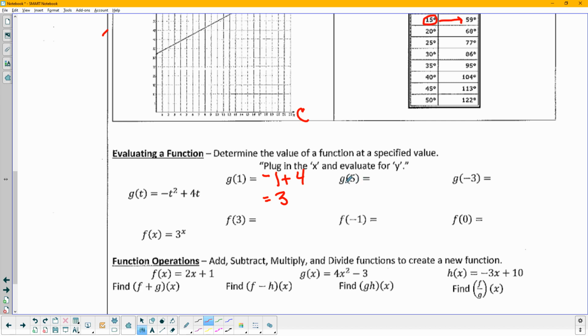For g of 5, I'm going to square 5, that's 25. Multiplied by -1, I get -25. And add 4 times 5, which is 20. So we get a value of -5. Next one, I'm plugging in a -3. -3 squared is 9. Times -1 is -9. And then plus 4 times -3, which is -12. And I get -21.